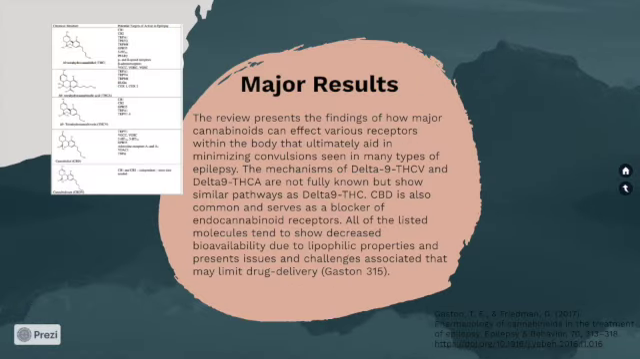The major results of this review paper presented the findings of how major cannabinoids can affect various receptors within the body that ultimately aid in minimizing convulsions seen in many types of epilepsy. Specifically, the mechanisms of delta-9 THCV and delta-9 THCA are not fully known but show similar pathways of a psychoactive drug similar to delta-9 THC.